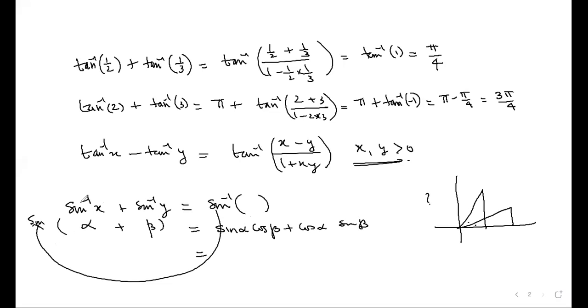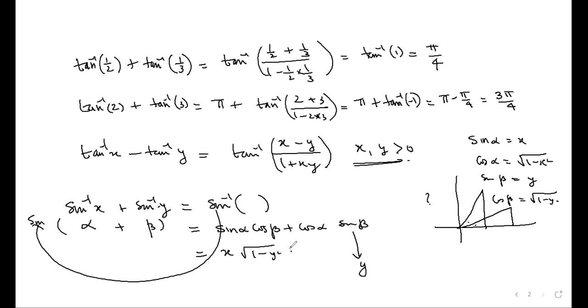What is sine alpha? Sine alpha is x. What is sine beta? Sine beta is y. If sine alpha is x, then cos alpha is root of 1 minus x square. If sine beta is y, then cos beta will be root of 1 minus y square.